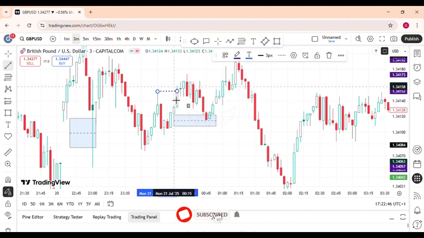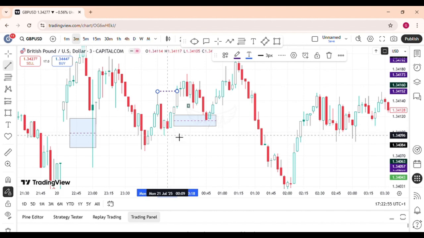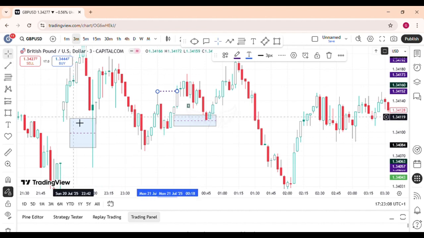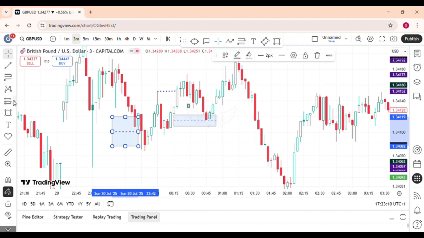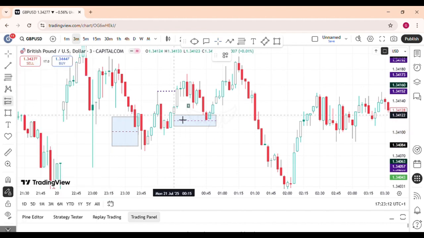Now we have a break of market structure and also a new fair value gap prior to that break of market structure, and this market structure has indicated that we have a bullish trade. So we'll put our entry just like this, here at the start of this fair value gap.